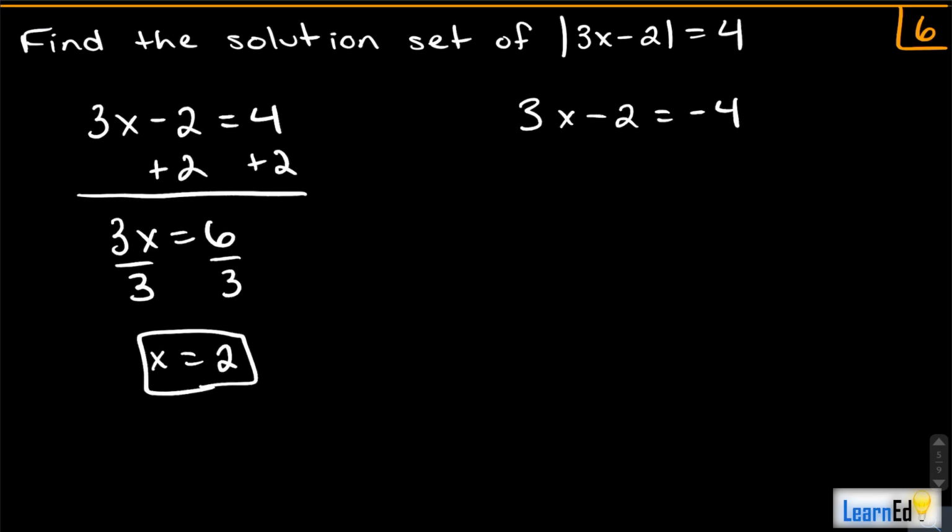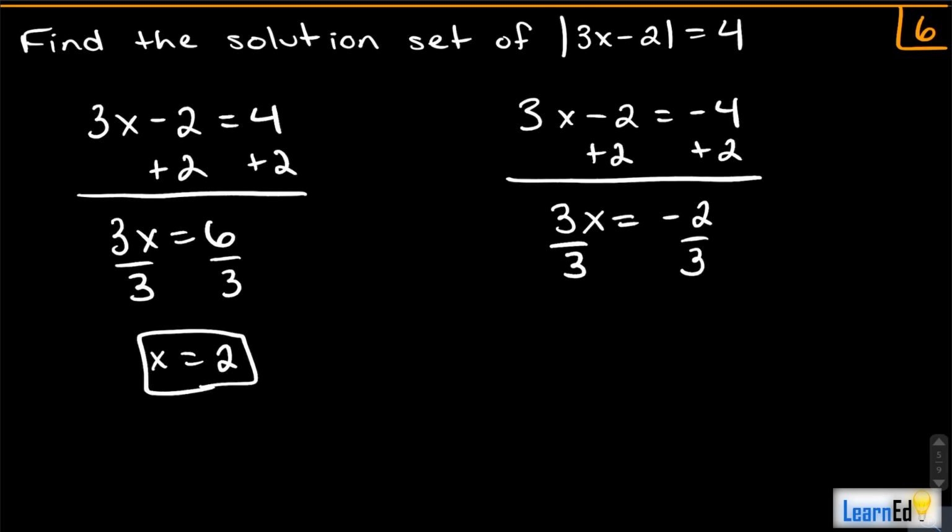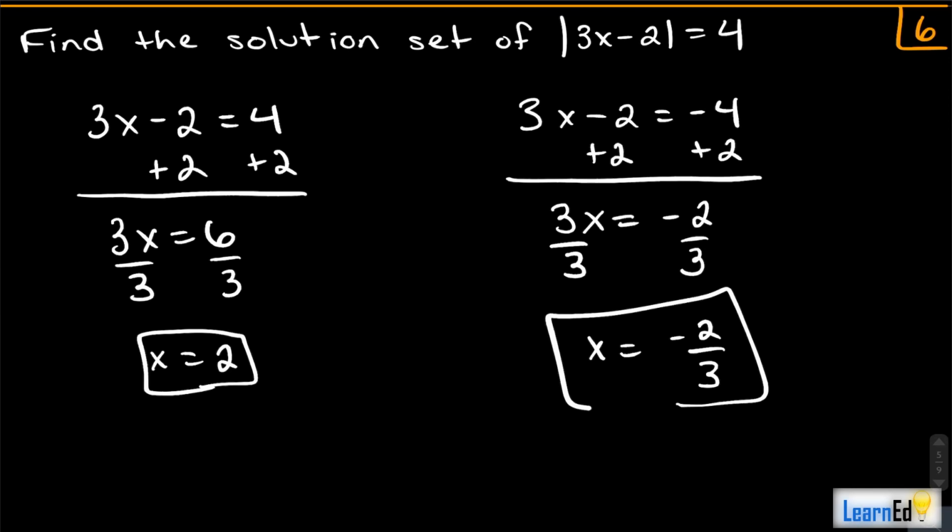And then we can solve on this side. So we add 2 on both sides, and we get 3x equals negative 2. Divide by 3, and we get x equals negative 2/3. So those are now our two solutions, and they both work.